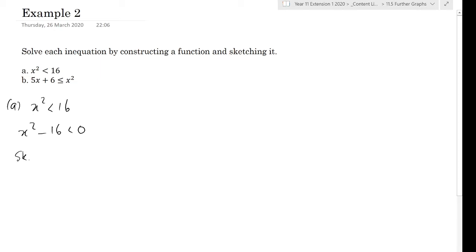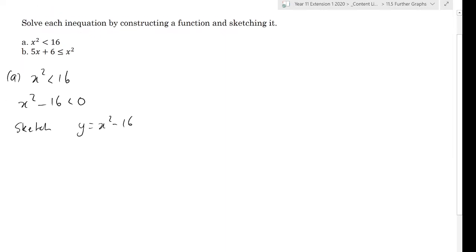Now what we're going to do is sketch. So we're just going to do a quick sketch. It doesn't have to be anything really neat, but we're going to sketch x squared minus 16, well, let's do it properly. y is equal to x squared minus 16. So it's just everything on the left-hand side.